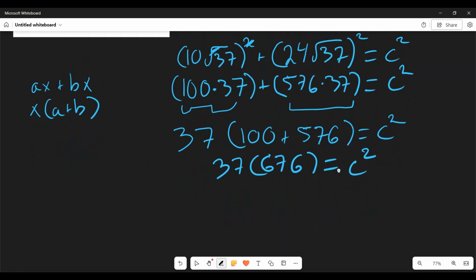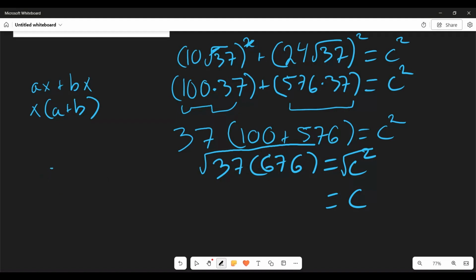To solve for c, we need to take the square root of both sides. Let me write that a little nicer. There we go. The square root of c squared is just going to be c. And we have this big radical term, 37 times 676, but a nice property of radicals is that multiplying two radicals together is the same as multiplying the two numbers underneath the same radical.